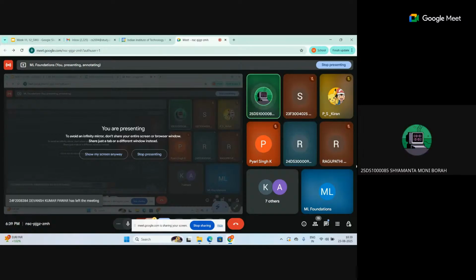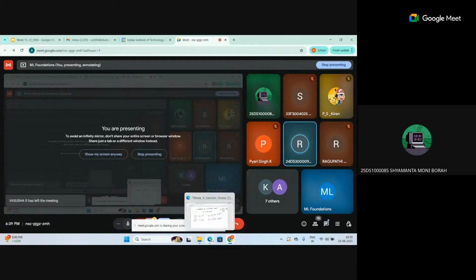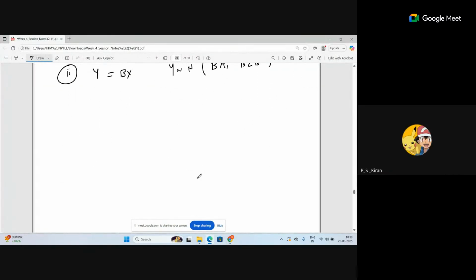Okay, other kind of relationship also. This is what I thought of asking you. Independence implies uncorrelated, but the converse is not true. Yes, that is correct.